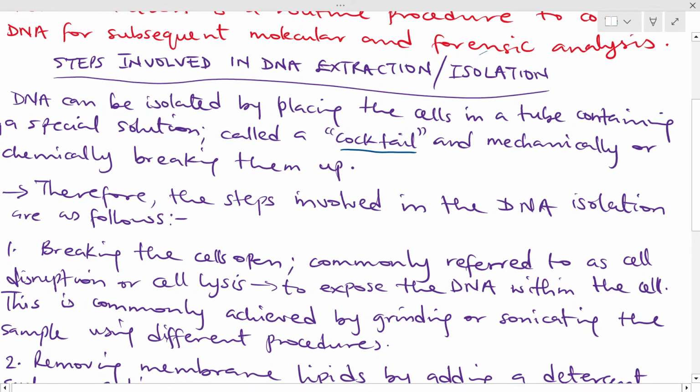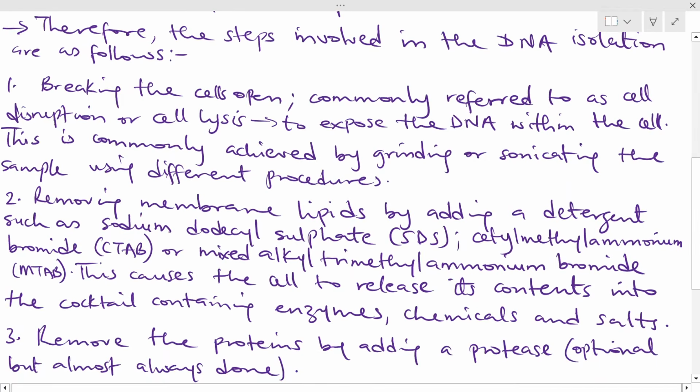So we look at the specific steps in the DNA isolation, which are as follows. Number one is breaking the cell open. That is your beginning point. You have to lyse the cell, you have to break it, you have to disrupt it. Breaking the cell open is commonly referred to as what? Cell disruption, or what? Cell lysis. And the purpose is to expose the DNA within the cell. This is commonly achieved by grinding or sonicating.